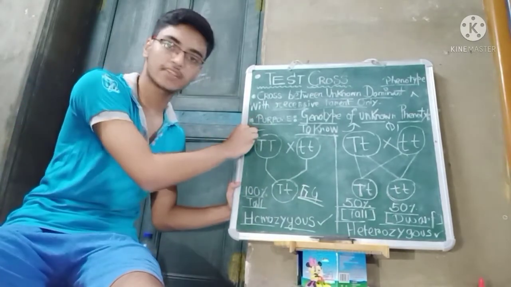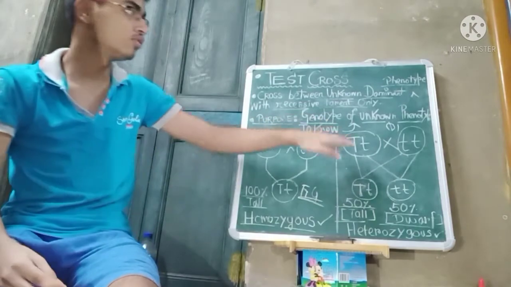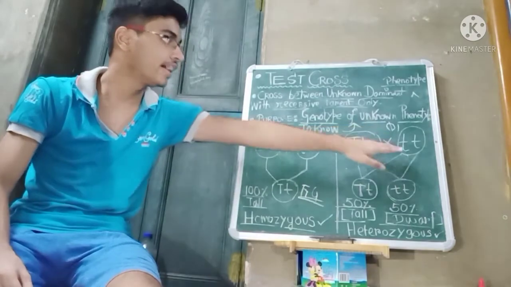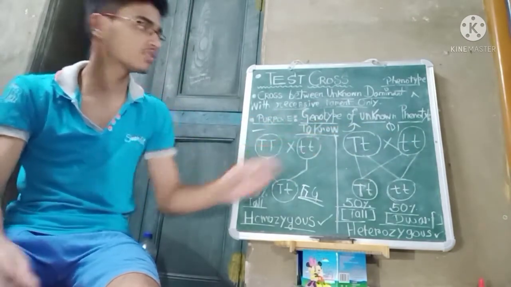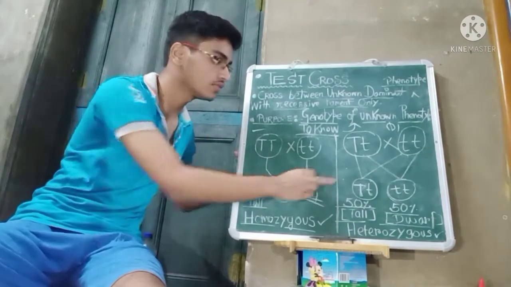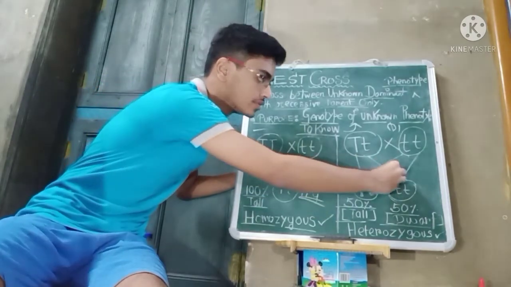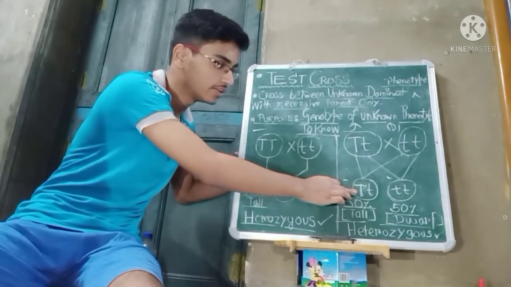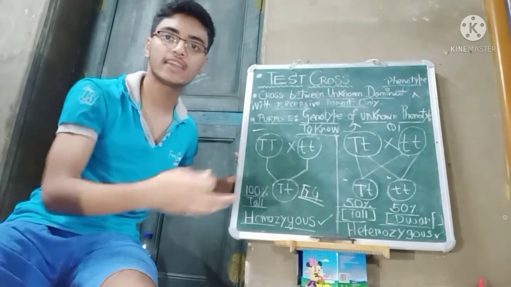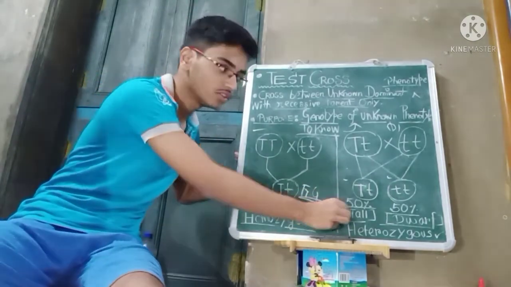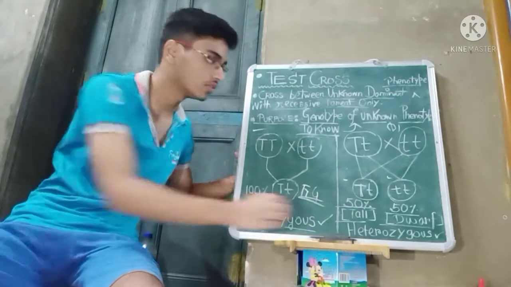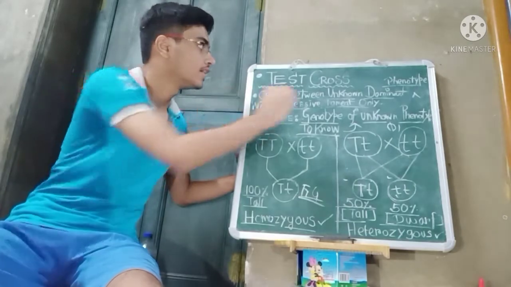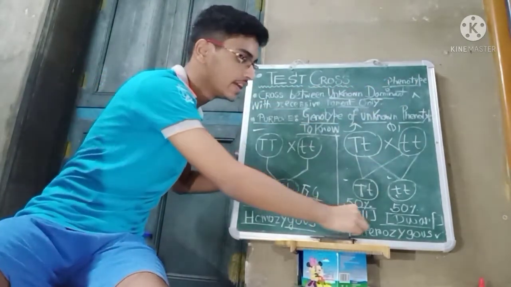So this was the first case by Mendel, and the second case he took is the unknown dominant phenotype, here also dominant, capital T small t, with the recessive small t. Again it's a cross. The F1 generation, the first filial generation, is capital T small t and small t small t. So it's 50% tall, since capital T indicates dominant, and small t indicates 50% dwarf. Hence it's proved that the unknown dominant phenotype is in the heterozygous state.